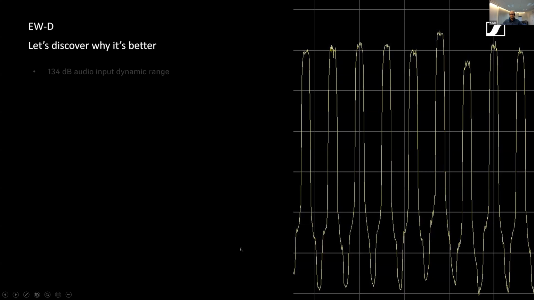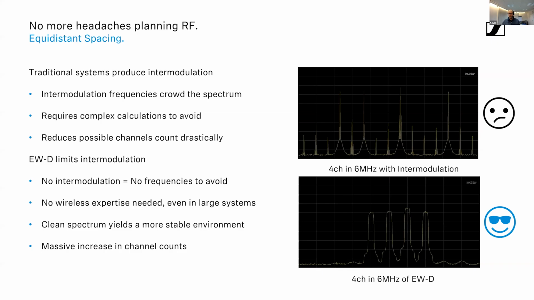So now let's get to EWD, right? Now you have a little bit of an understanding of how traditional systems work. And let's discover what it is about EWD that really puts it into a category that no other wireless microphone is in at this price point. And it's really its ability to do an equidistant frequency grid. Now, we just talked about how doing an equidistant frequency grid by placing them 1 megahertz apart or any other equal spacing is not a good thing to do if the system produces intermodulation.